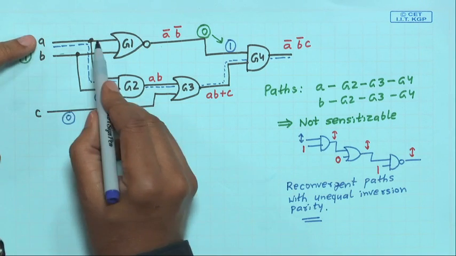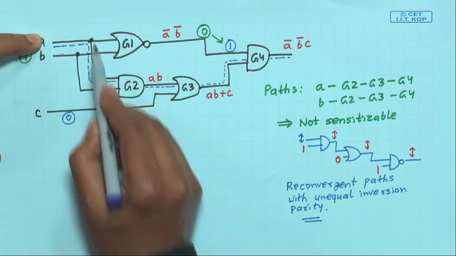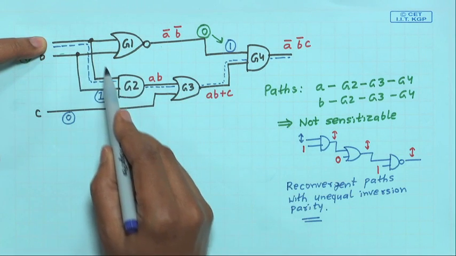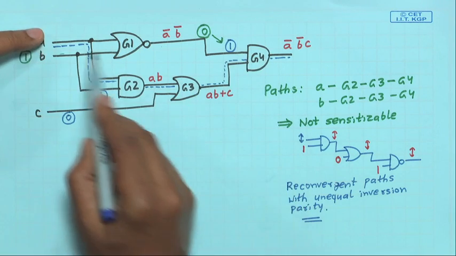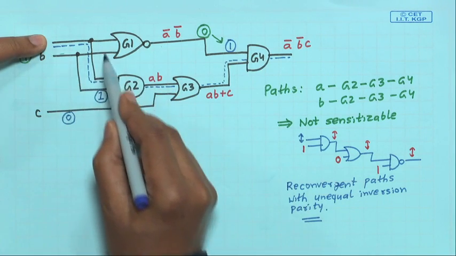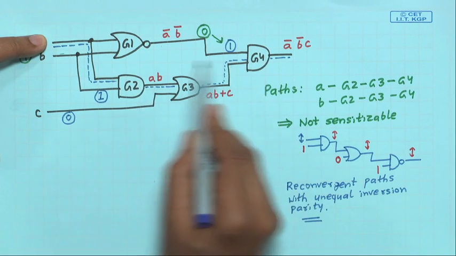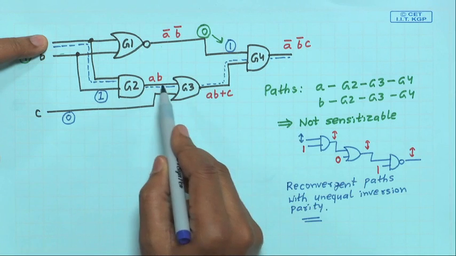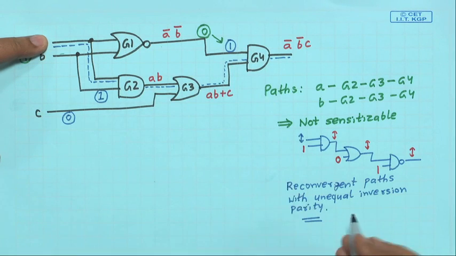Like see, there are fan outs. From A there is a fan out connection, one is going via G1 then to G4, other is going via G2, G3, G4. Now, in one path there is one inversion and NOR, other path there are no inverting gates. So, in one path the number of inversion is odd, other path is even, they are again merging into a gate. This is called reconvergent path with unequal inversion parity.